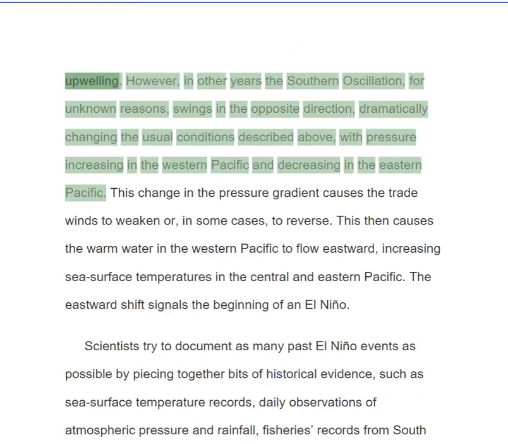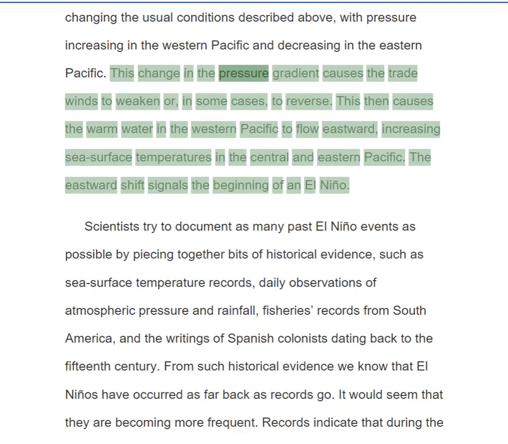The Western Pacific develops a thick, warm layer of water while the Eastern Pacific has the cold Humboldt Current enhanced by upwelling. However, in other years the Southern Oscillation, for unknown reasons, swings in the opposite direction, dramatically changing the usual conditions described above, with pressure increasing in the Western Pacific and decreasing in the Eastern Pacific. This change in the pressure gradient causes the trade winds to weaken or, in some cases, to reverse. This then causes the warm water in the Western Pacific to flow eastward, increasing sea surface temperatures in the Central and Eastern Pacific. The eastward shift signals the beginning of an El Niño.